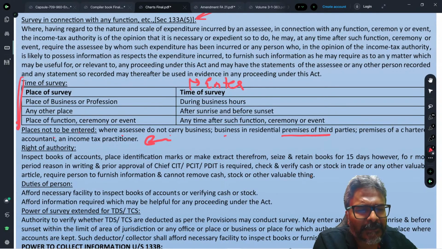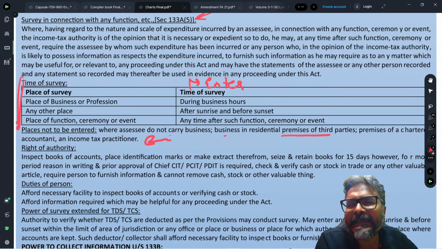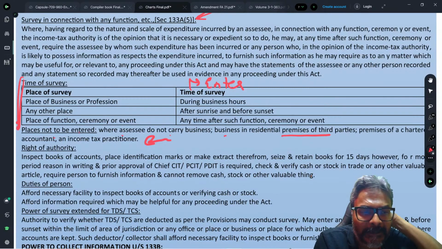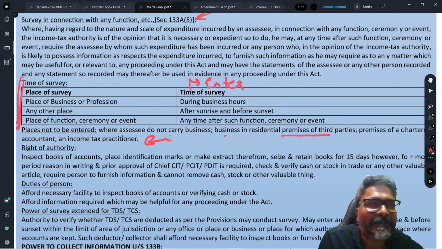So my question here is this: if because of COVID there is work from home, the primary question that arises for all of you is whether the AO, in this particular scenario, can do the survey in your premises? Can he be doing the survey in this particular premises? And the answer is yes.